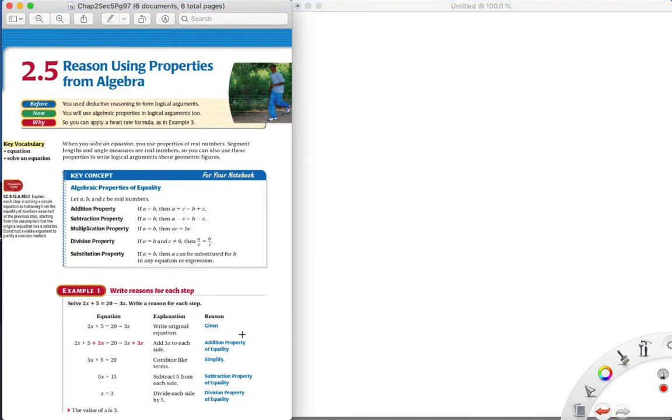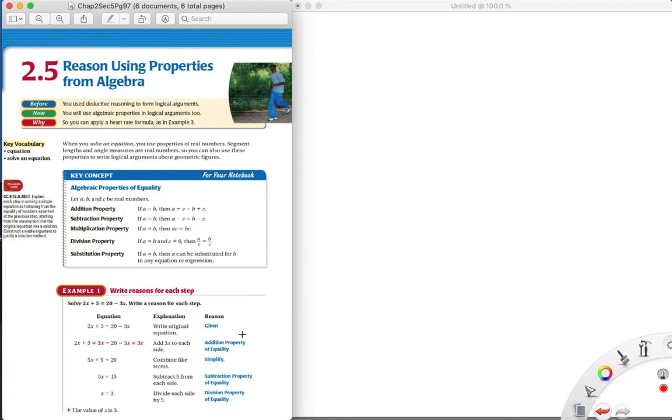Okay, this is Honors Geo, Chapter 2, Section 5, Reason Using Properties from Algebra. So it's essentially our jump into proofs. This is using algebraic equations and algebraic laws that we already know. And actually, you guys have done something similar to this before. We're still going to solve equations, but now instead of just solving them, we're going to explain why, or give a reason why we're doing each step. So essentially, we're justifying each step.